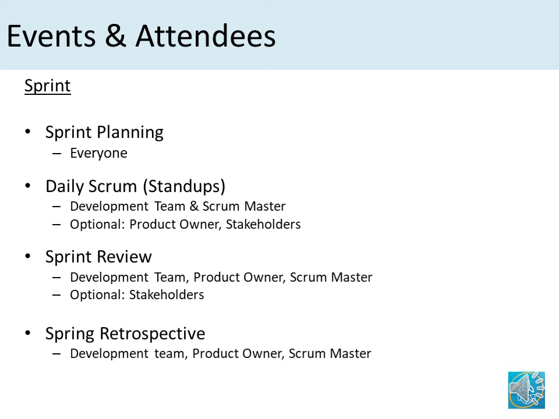Now let's go over sprint events and who attends these events. Sprint overall is a time box process. So essentially it can be no longer than a month. You can have sprint cycles which could be a week, 2 weeks, 3 weeks, leading up to 4 weeks. But that time is generally agreed upon and cannot be changed during the course of a sprint.